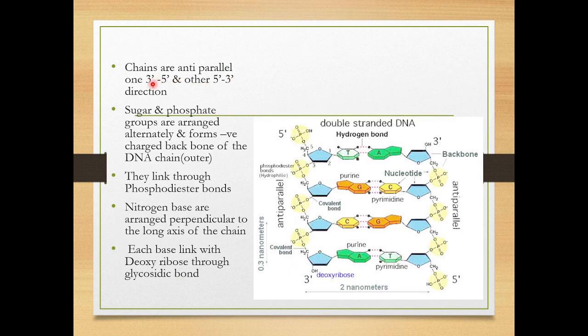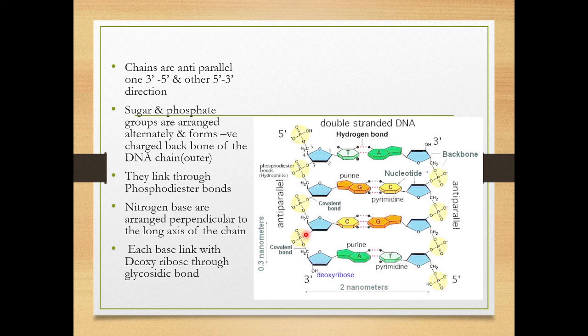The chains are anti-parallel, one 3' to 5' and the other 5' to 3' direction. The sugar and phosphate: this is a sugar, this is phosphate, sugar, phosphate, sugar. So this forms the backbone of the DNA chain, the two sides. One side here, the other side here. They link through a phosphodiester bond. This is a phosphate and this is an ester bond.